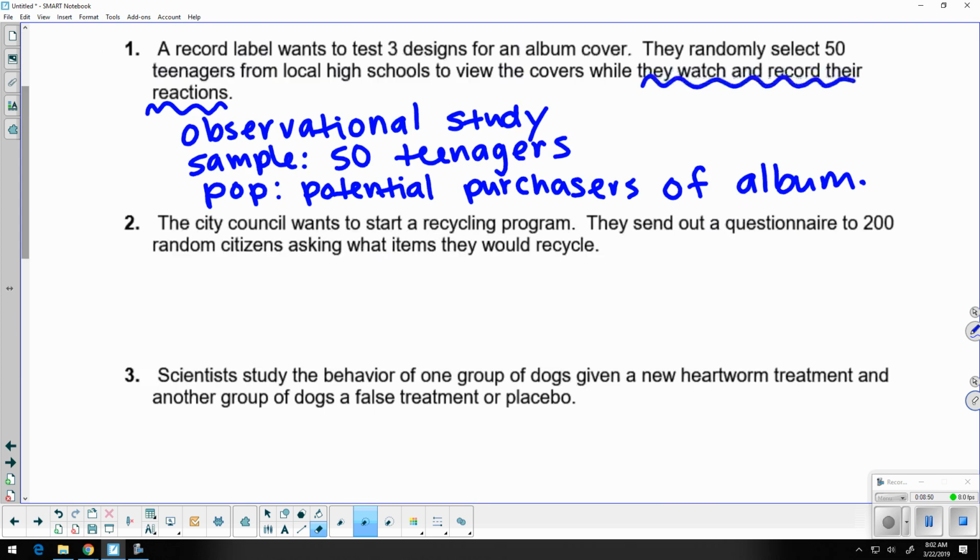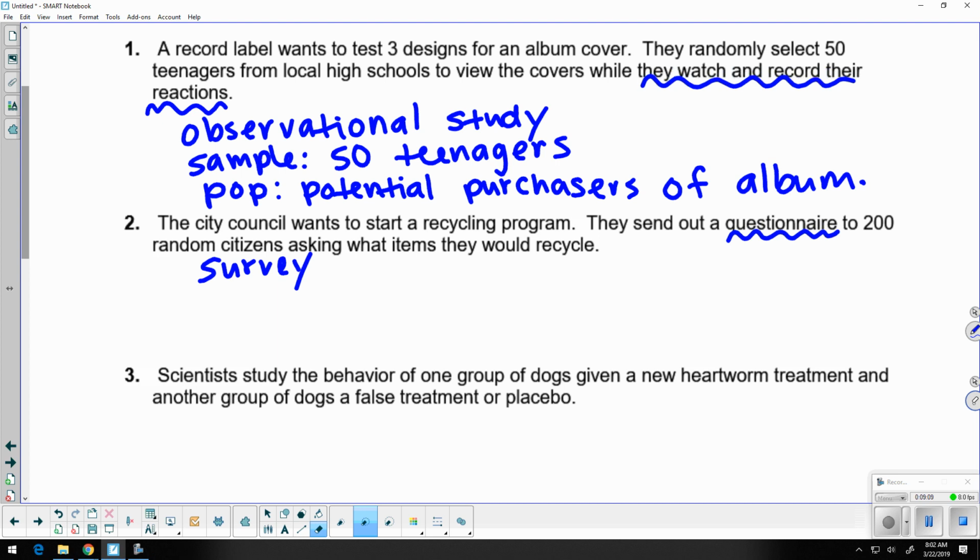For number 2, it says the city council wants to start a recycling program. They send out a questionnaire to 200 random citizens asking what items they would recycle. Keyword that's popping out to me here is a questionnaire. If I'm sending out a questionnaire, that's just a survey. I'm surveying these citizens of the city.